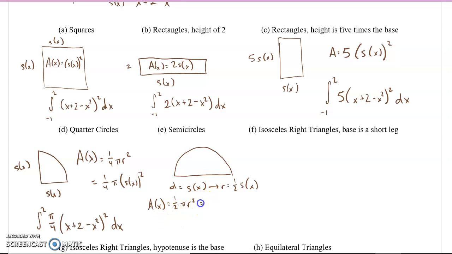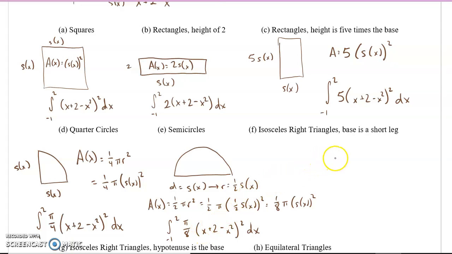So that's going to equal 1/2 pi times 1/2 s of x squared. So we're going to square that 1/2 to get 1/4. That 1/4 gets multiplied by the 1/2 to get 1/8 times pi times s of x squared. Okay, so when we integrate this from -1 to 2, we'll have pi over 8 is our constant this time, and we'll take x plus 2 minus x squared squared, and there would be our setup, but do not solve.